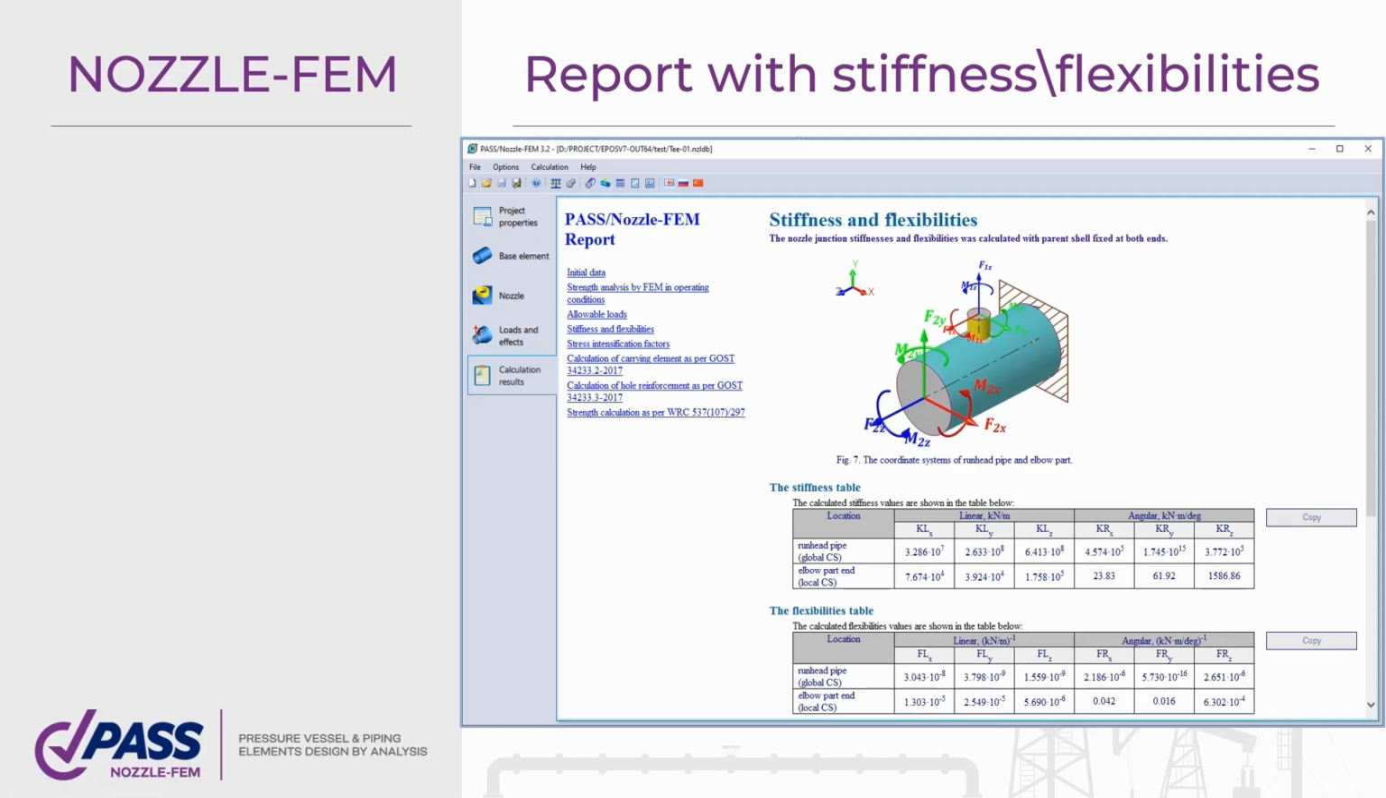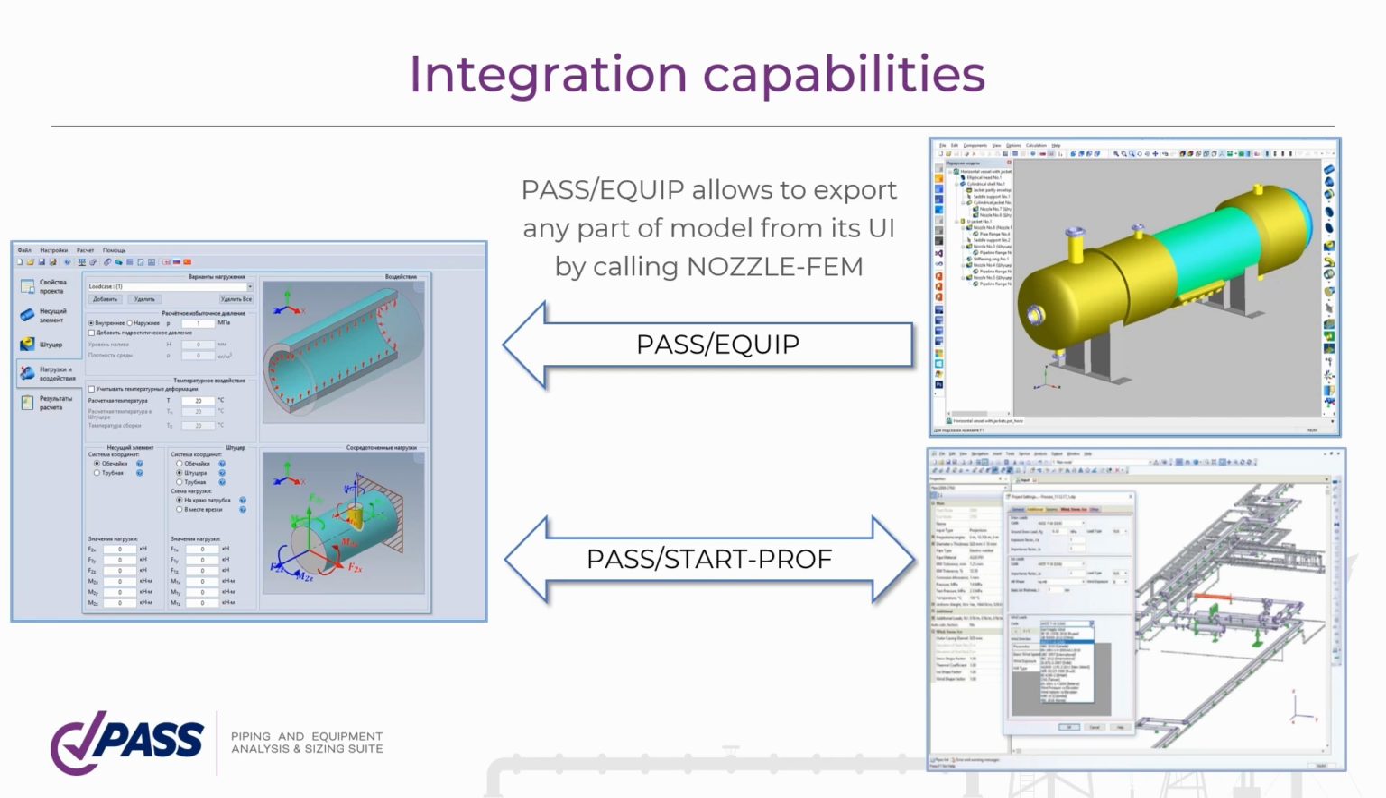Stiffness flexibilities. Tables with stiffness flexibilities can be used to clarify the loads from pipelines, because taking into account the rigidity of the inserts allows you to reduce loads caused by different thermal expansion, the so-called secondary loads. Integration capabilities. NOZZLE FEM has integration with the programs for calculating vessels, FEM, and pipelines, START-PROF.